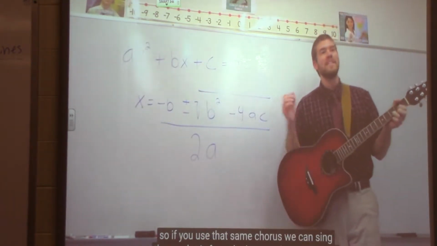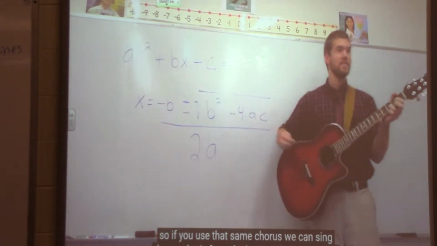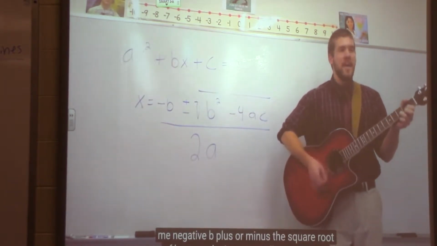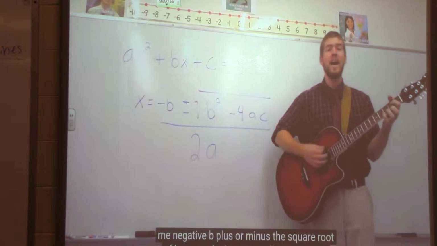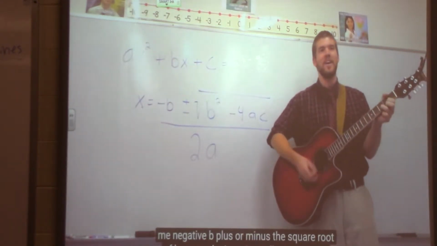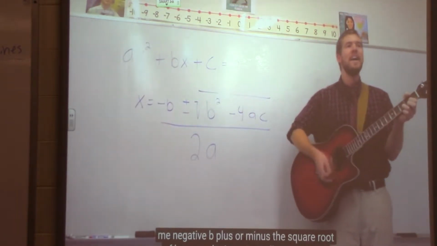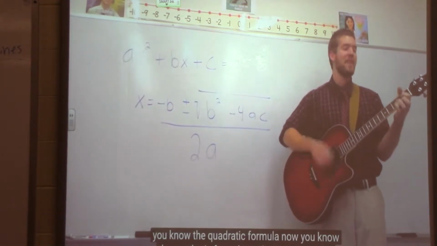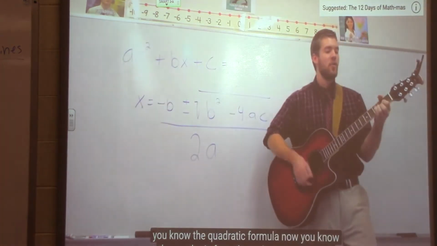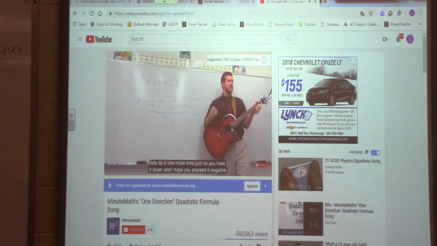Good. So if you use that same chorus, I can play the guitar like that. With the quadratic formula behind me, I can play the: negative b plus or minus square root of b squared minus 4ac all over 2a. Now you know the quadratic formula. That one's not as good as the roll the boat one. Do it one more time. Let's hear the other one.